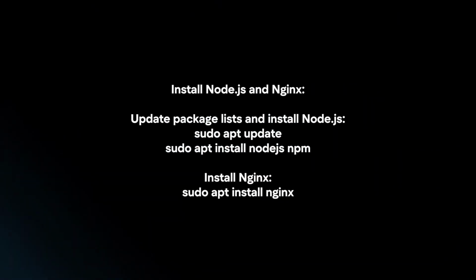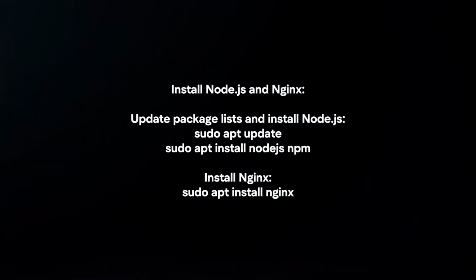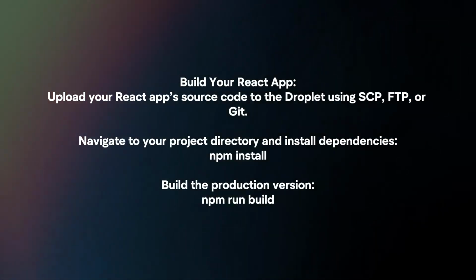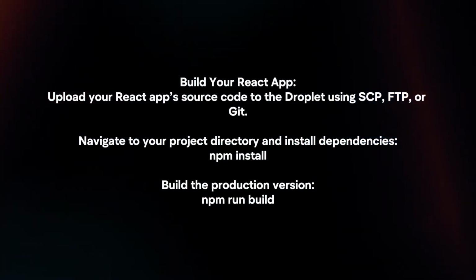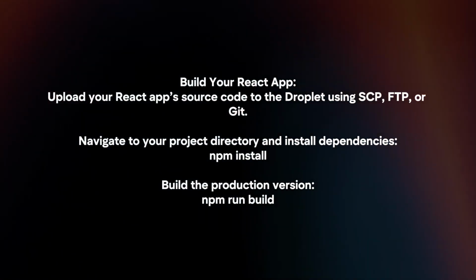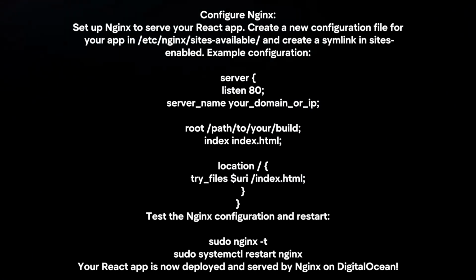Install Node.js and Nginx. Update package list and install Node.js. Install Nginx. Build your React app. Upload your React app source code to the droplet using SCP, FTP or Git. Navigate to your project directory and install dependencies. Build a production version.